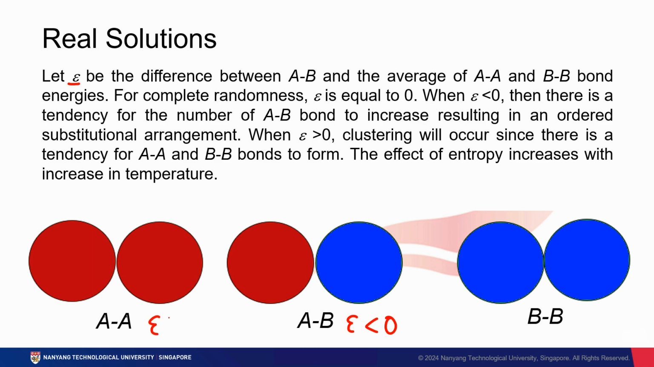When E is greater than 0, clustering will occur since there is a tendency for AA and BB bonds to form. Now the effect of entropy increases with temperature.